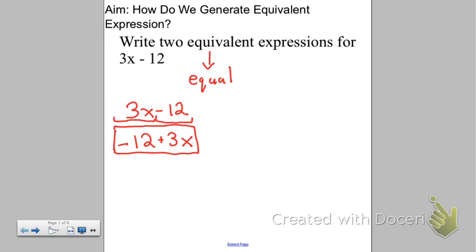I can also write another equivalent expression by making it 3x plus a negative 12. That would still equal my 3x minus 12. So both of these two expressions are equivalent to 3x minus 12.